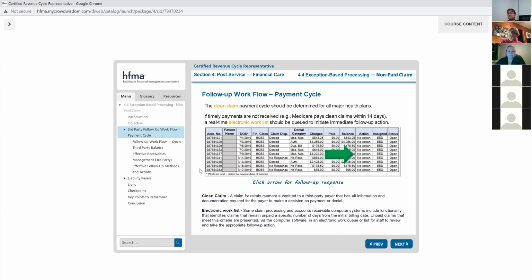So you have your effective follow-up methods and actions. In addition to your real-time work list to identify claims that haven't been paid, there are a number of claim follow-up tools and techniques that can be used. You have your health plan electronic claim status. A lot of the larger health plans accept claims directly from the provider or through a clearinghouse, so you can use their payer portals to get the claim status.